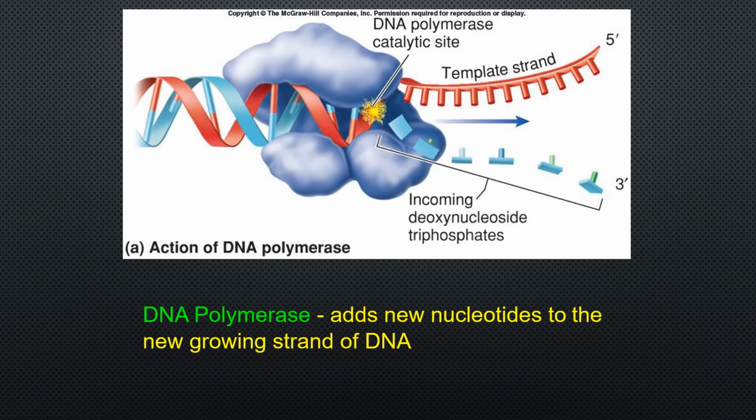Okay, so as our double helix is unwound and we have our replication fork and our origin site, DNA polymerase adds new nucleotides to the new growing strand. So here we go in that direction, 5' to 3'. We have incoming deoxynucleosides.